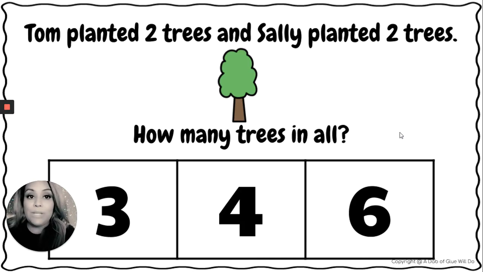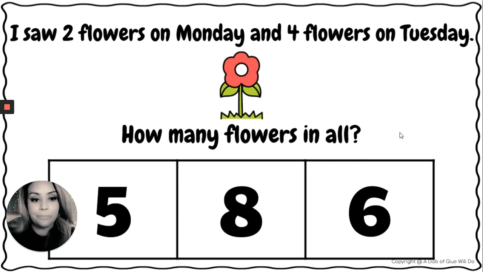Tom planted 2 trees and Sally planted 2 trees. How many trees in all? That's right, 4. 2 plus 2 equals 4. Let's break that apart, starting with our whole number. 4 equals 2 plus 2. I hope you're writing these down. Remember, make sure you pause the video so that you can write everything down.